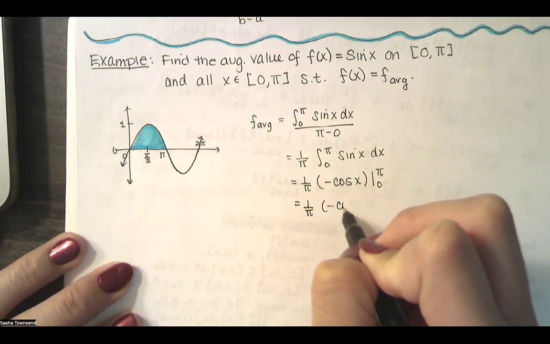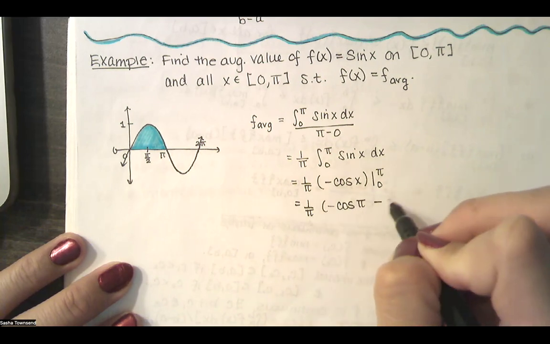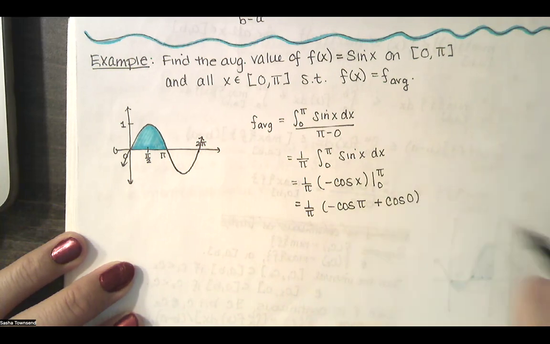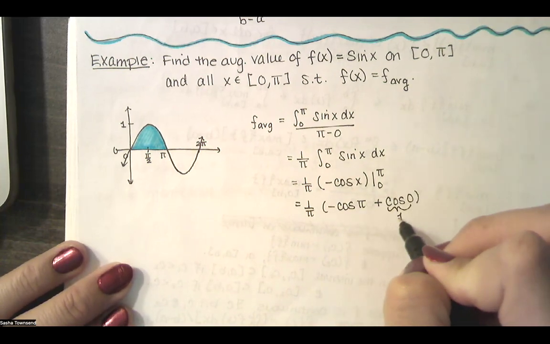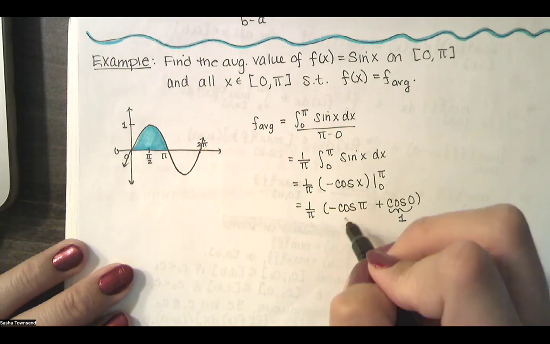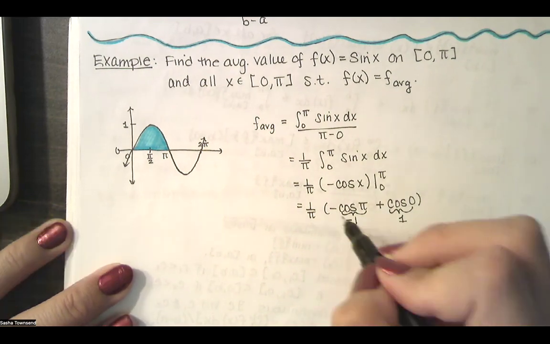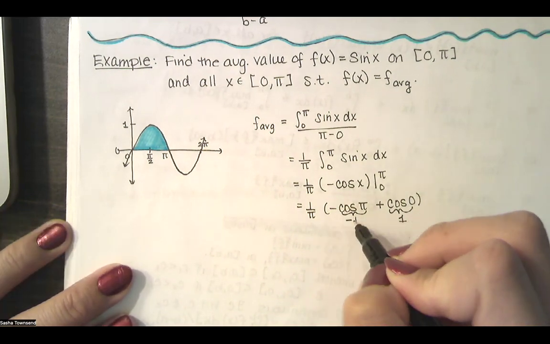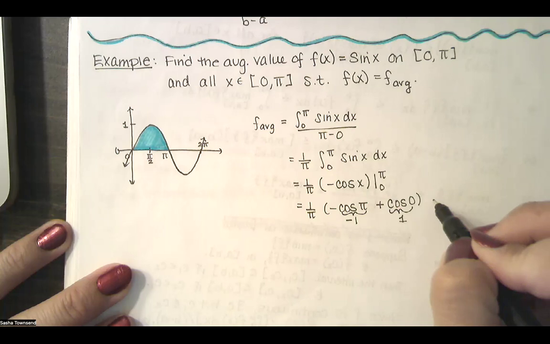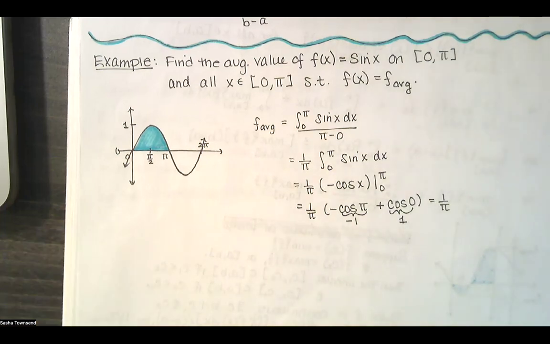So we have negative cosine of pi minus cosine of 0. Subtracting a negative is adding. Cosine of 0 is 1. Cosine of pi is negative 1. So this is a negative 1 times a negative 1, which is positive 1 divided by pi. So f average is 1 over pi.